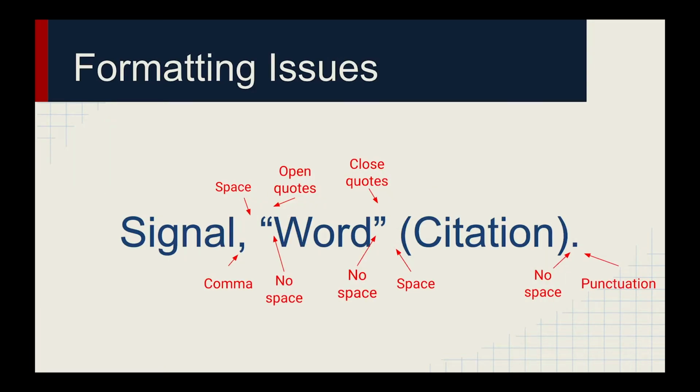Some common issues with in-text citation are with the formatting. The format of a quote in text consists of a signal phrase, the quote itself, and the citation. Make sure you end the signal phrase with a comma to introduce the quote. Put a space between the comma and open quotations. No space between the quotation marks and the start of the quote, nor between the end of the quote and the close quotations. Space after the close quotations, then your citation, and finally the punctuation, a period or comma after the citation.